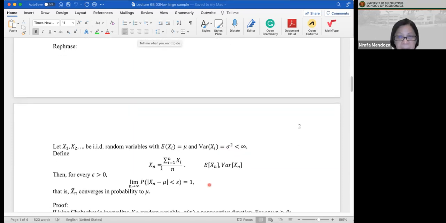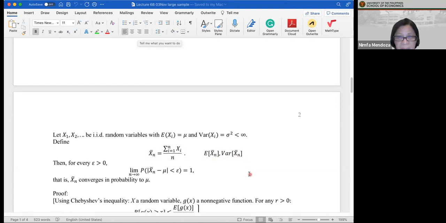So define this X bar sub n, get the expected value of X bar sub n and the variance of X bar sub n. You can calculate this using this information. Then for every epsilon greater than 0, the probability limit of this expression is equal to 1. That is, X bar sub n converges in probability to the mean.